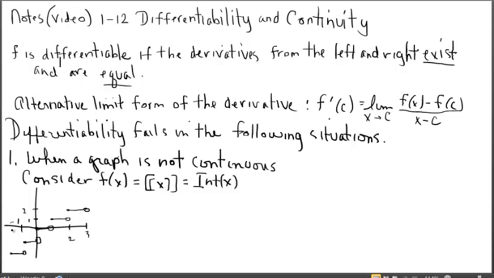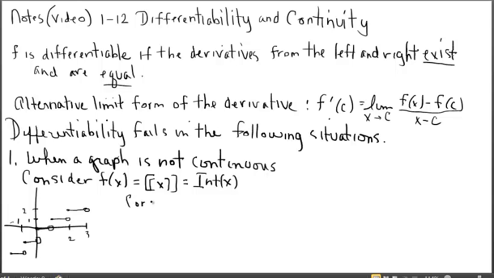To look at the idea of differentiability, we're saying that a graph is not differentiable when it's not continuous. And thinking about the definition I mentioned earlier, differentiability can be thought of as possessing a derivative. Well, if you look at these breaks in the graph, how can we have a derivative, a tangent slope, at those particular breaks or points of discontinuity? Our work in using the alternative limit form of the derivative is going to help verify that as well.